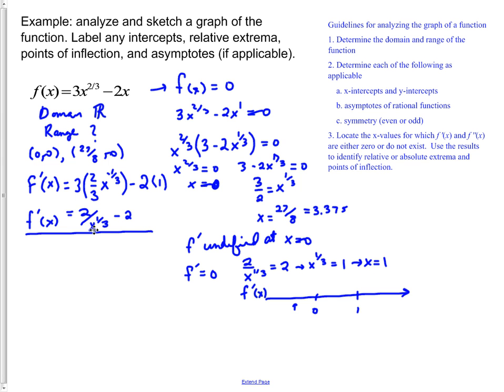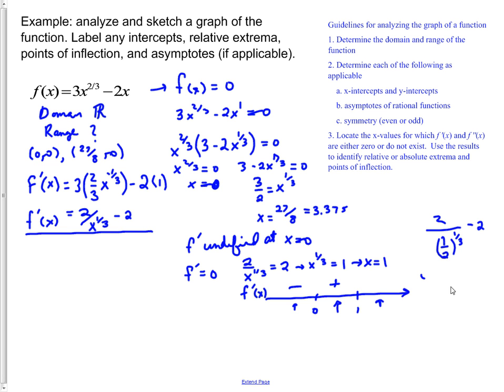Well, negative 1 to the 1/3 is negative 1. So we're taking 2 over negative 1 minus 2. That's a negative, folks. Let's try 1/2. 1/2 to the 1/3, and that's 2 divided by that minus 2. Now, if you work that out, and you're very careful, you're going to find that's actually a positive number. So we have negative, positive, then we try a number greater than 1.